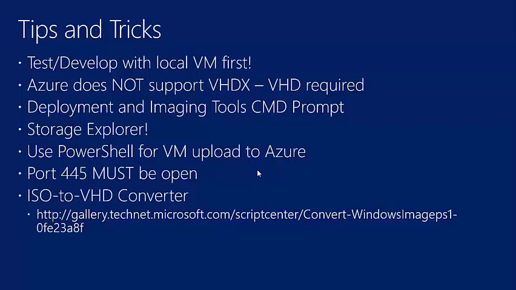Port 445 has to be open. There's also a little tool that I'll just mention here. It's interesting, may work for you in certain scenarios. There is a tool, which is essentially a PowerShell script that you can download from the TechNet gallery at the link that I show, that will allow you to take an ISO and convert it to VHD. That might be interesting in certain scenarios for you to be able to upload a VHD created from an ISO and manipulate it from there. Just mention it there in case it is.